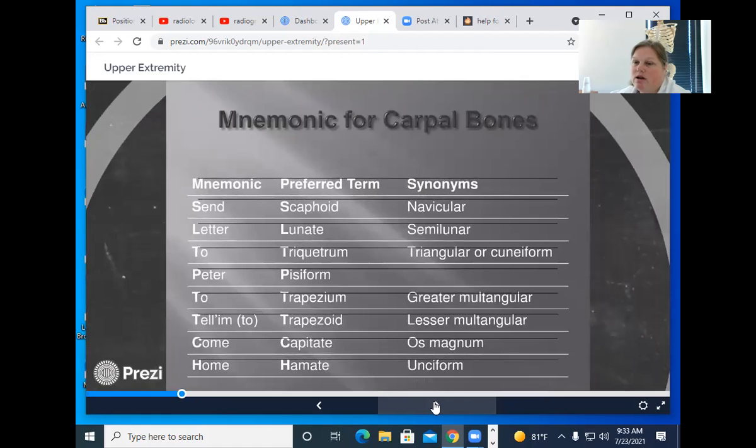There's our mnemonic and what they mean. Each bone in the body usually has more than one name, so the synonyms are just some other names. You may see it. I would recommend to know both because I cannot tell you what the doctors are going to say or what the book, the test, the registry will say. The preferred terms are probably most likely what you'll hear, but every now and again they might throw a curveball at you.